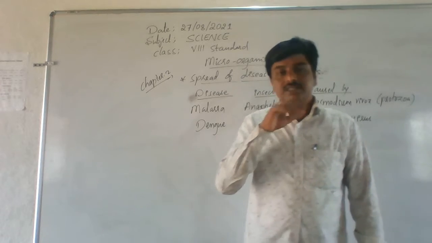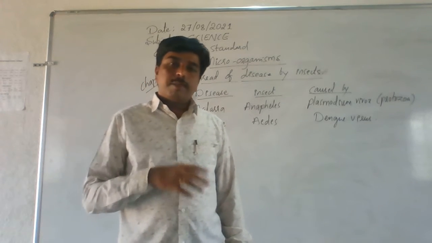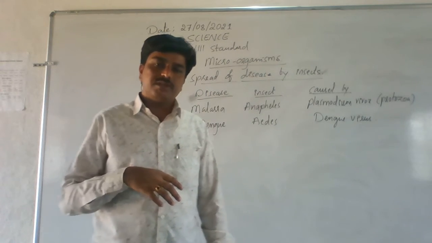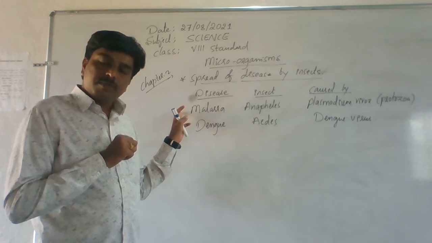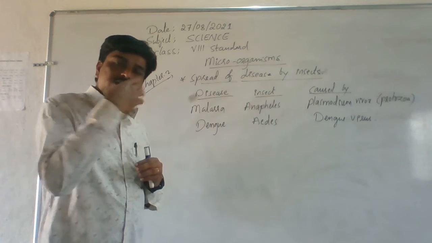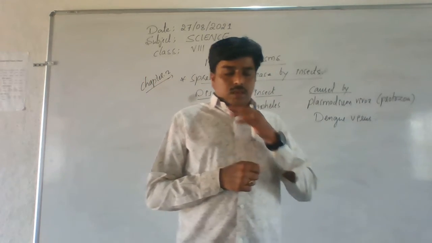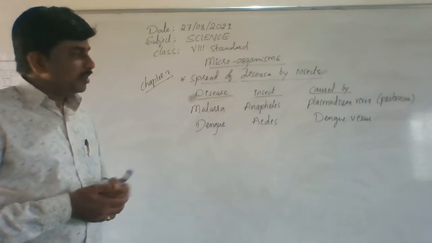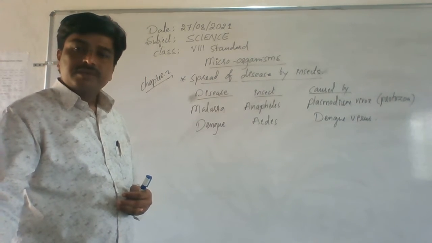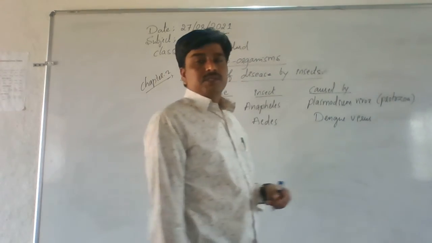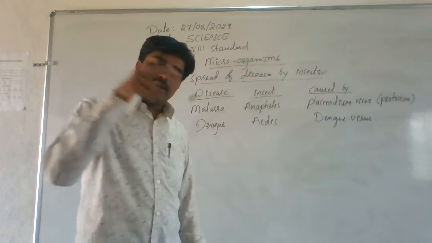How, sir? How does it spread the disease from person to person? Let's see. If this female Anopheles mosquito bites an infected person, that is, a person infected with malaria, and sucks the blood, then when that mosquito bites a healthy person, it releases the disease-causing germs, that means Plasmodium vivax protozoans, directly into that healthy person's blood.